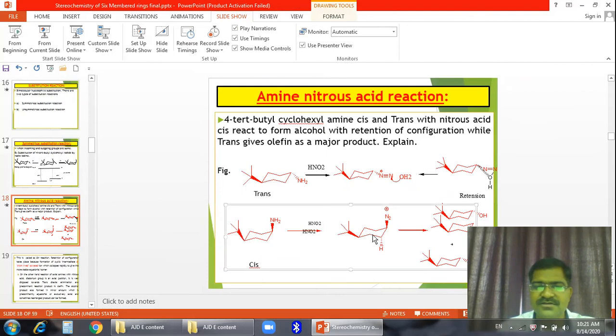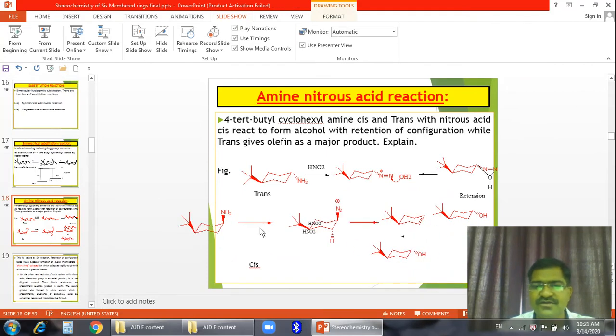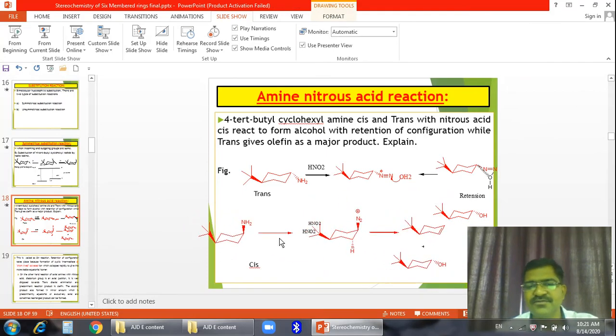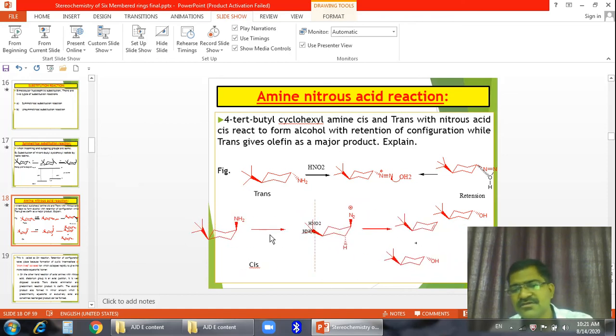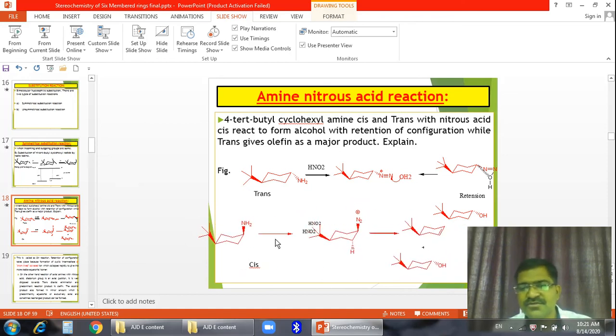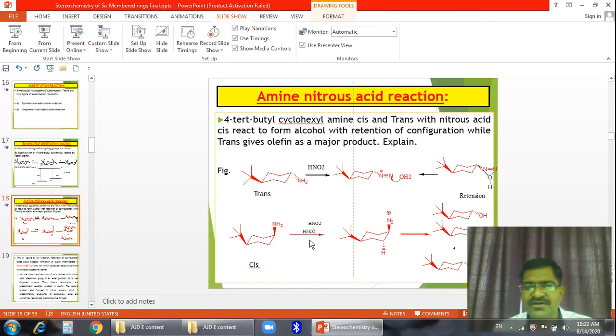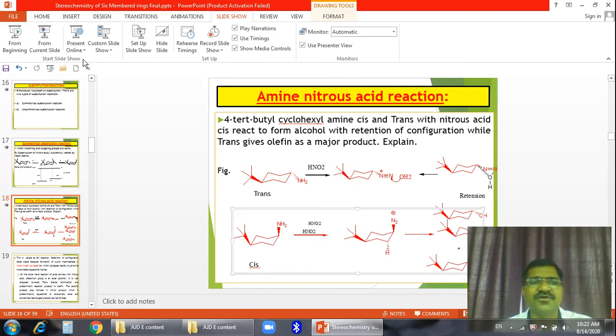See here, this is the olefin formation as a major product, and in addition the substitution product is also formed, but the second product, the substitution product, that is the equatorial alcohol, is a minor product, while the elimination product is the major product.